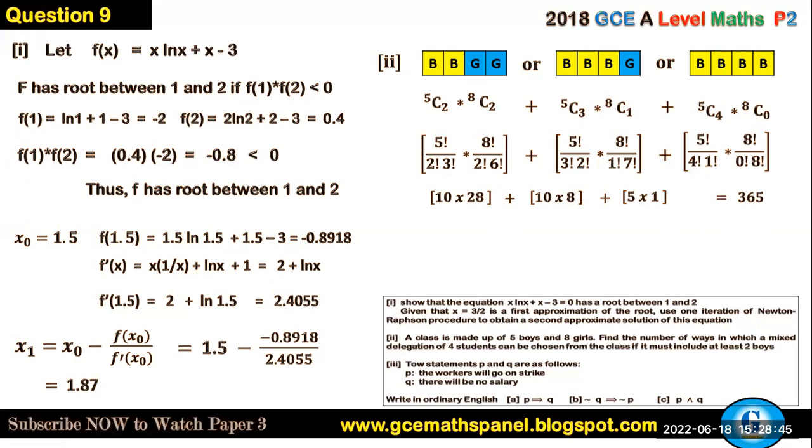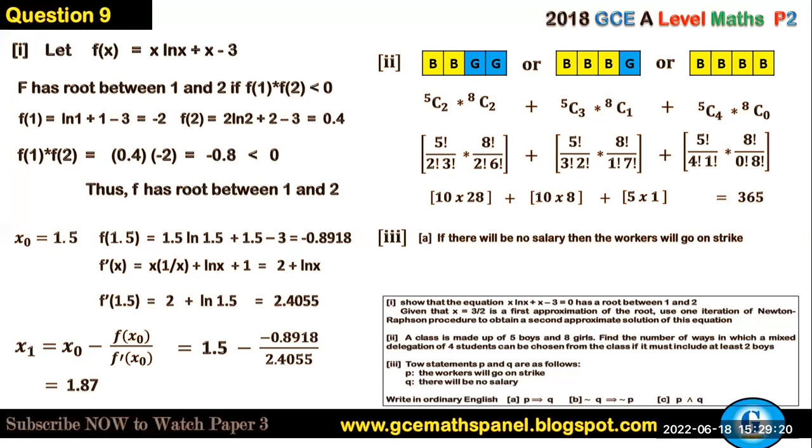Now, question 3. Two statements P and Q are as follows. P, the workers will go on strike. Q, there will be no salary. Right? In ordinary English, P implies Q. Negation of Q implies negation of P. And P or that symbol. So P implies Q. How do we say this? So if there will be no salary, the workers will go on strike.